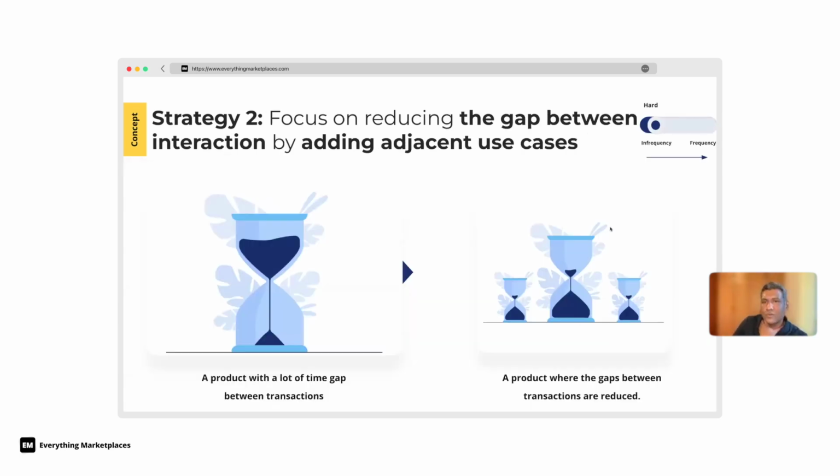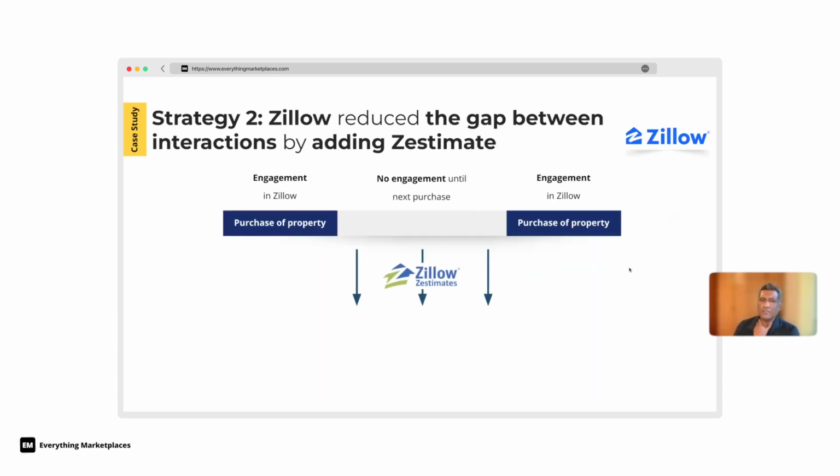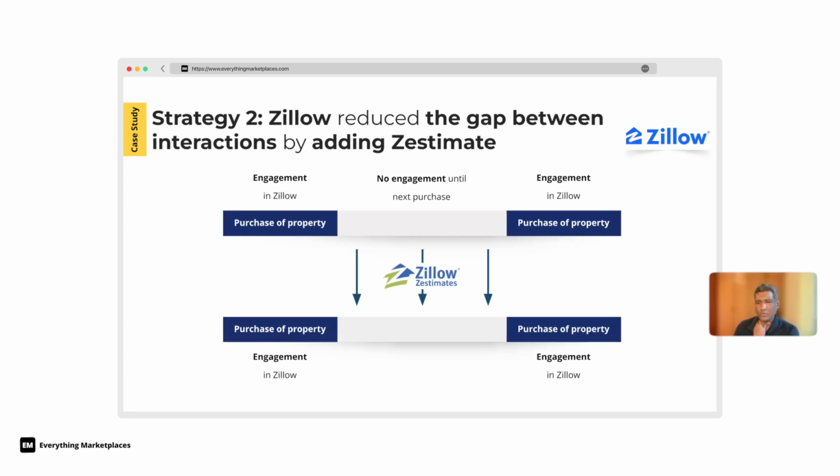The second strategy is to focus on the gap between the interactions by adding adjacent use cases. So basically, how do you dial up the lifetime retention by adding other reasons for people to come in? Zillow's Zestimate, for those of you who know, is a great example of how to look at this. Zestimate has been in a bit of controversy recently, but without getting into the validity of Zestimate by itself, I urge you to focus on the concept behind it, which is when you purchase a property, until the next property, there's nothing much to do.